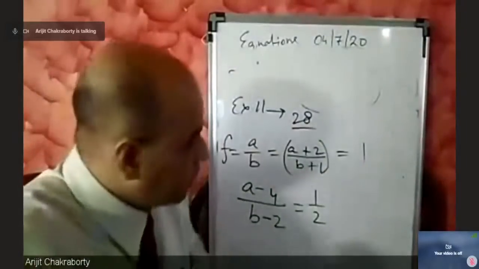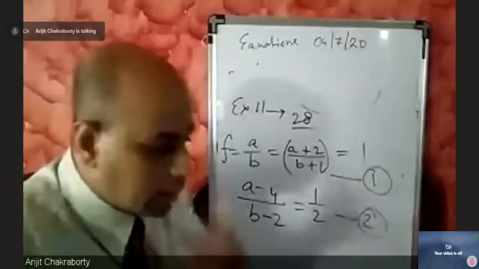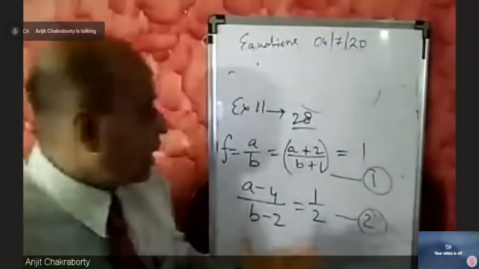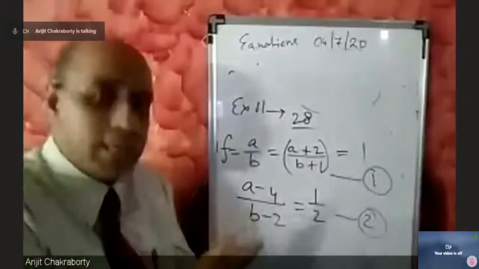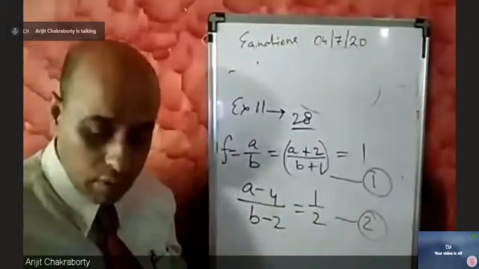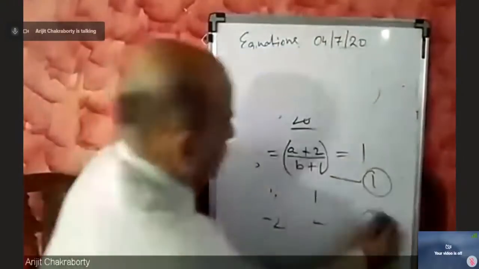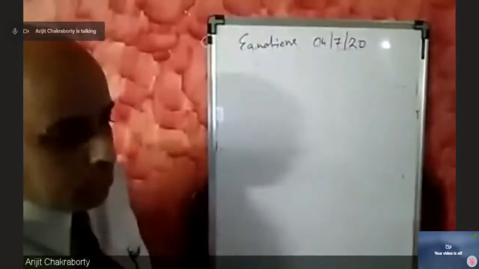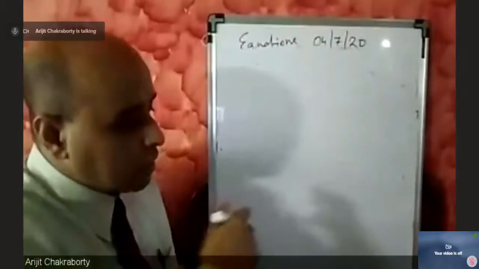So we are getting two equations, 1 and 2. Now we will try to solve it. We have to find the fraction. So dear friends, we have two equations and two unknowns, two variables. In this case, a and b. So let us try to solve it. I am also giving the slide number, example 11, and slide number 28. So let us solve it once again.